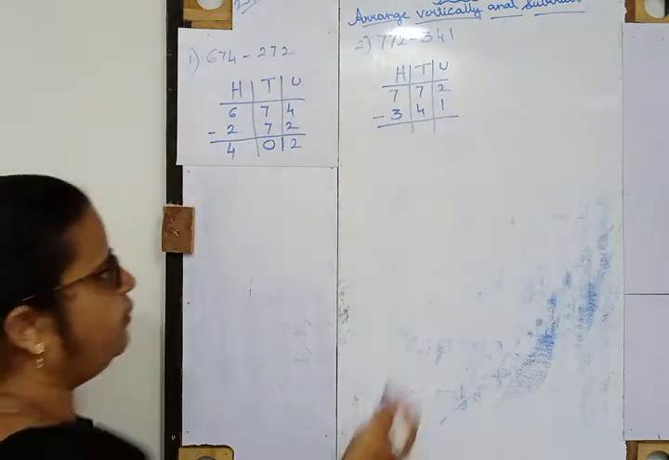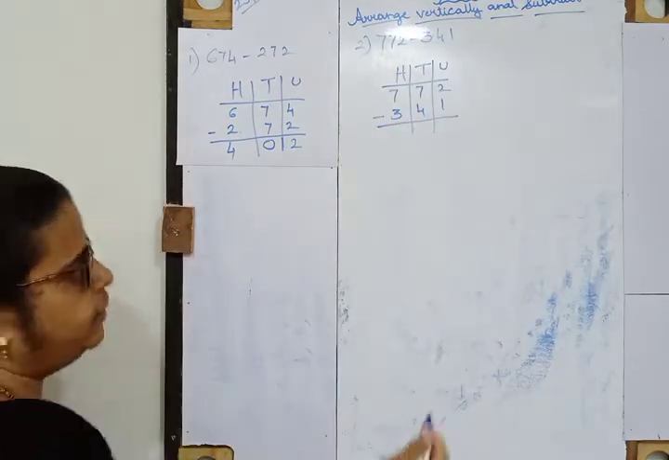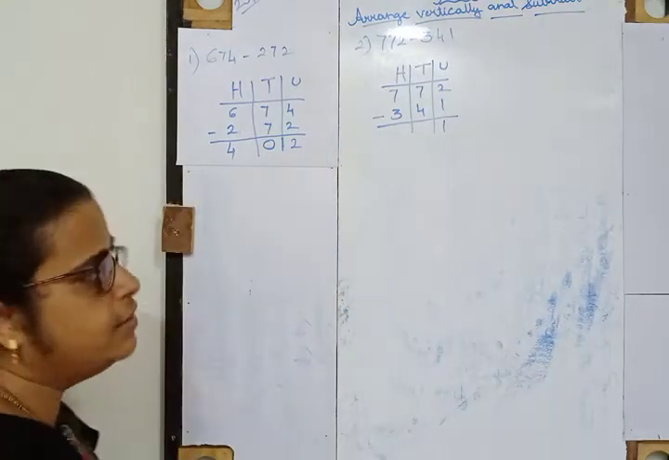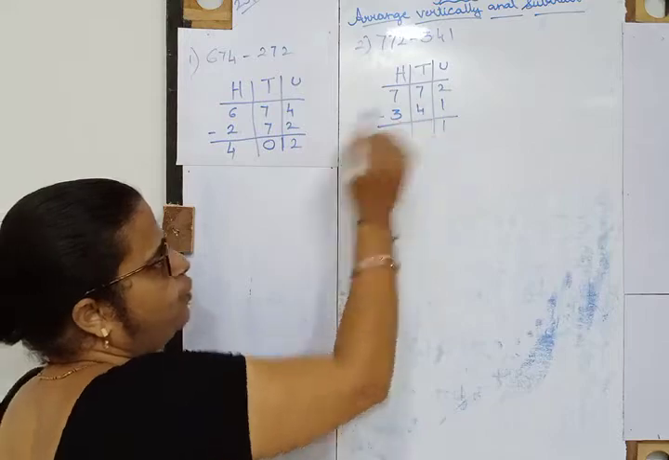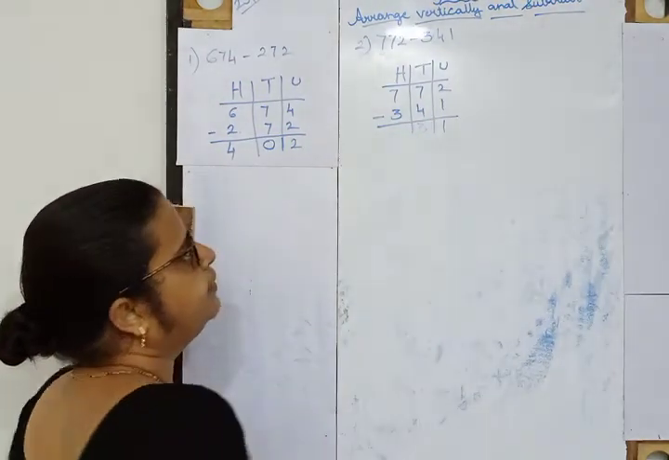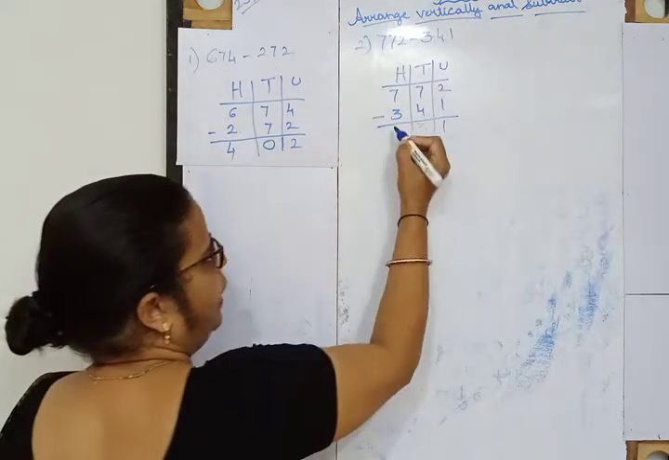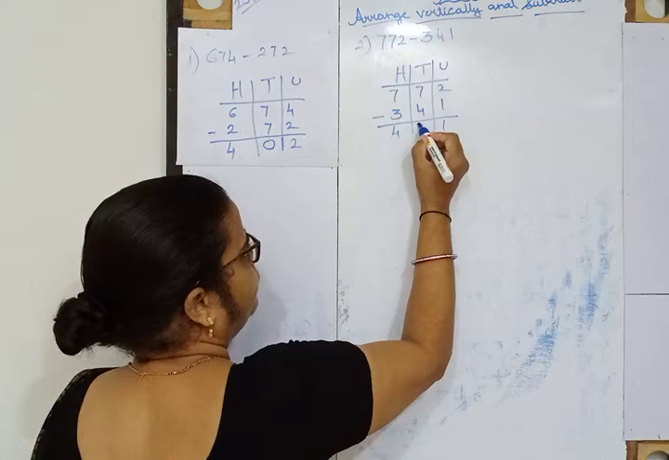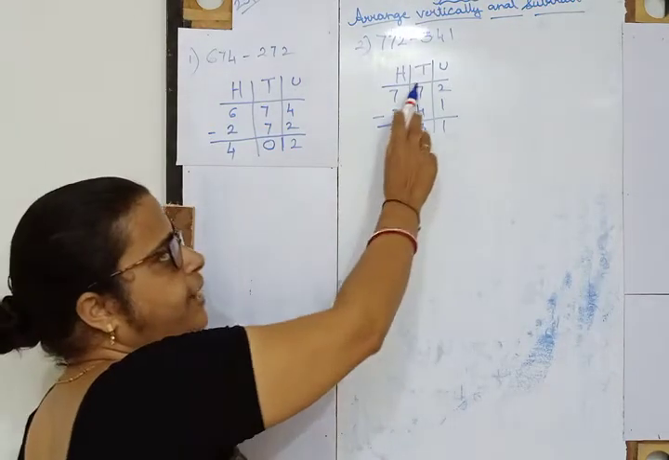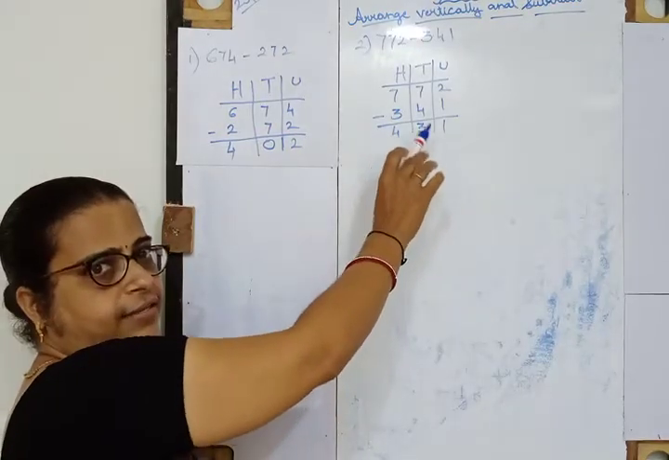So let's begin with the units column. 2 minus 1, can anybody tell me? So 2 minus 1 we get 1. So 7 minus 4, how many do we get? 3. And in the hundreds column, 7 minus 3, again we get 4. So 4 hundreds, 3 tens, 1 unit. Your answer is 431.